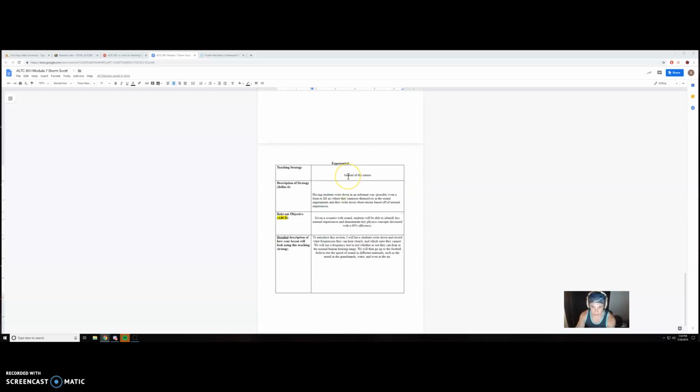For the experiential, I have Journal of the Senses as the teaching strategy. I introduced this chapter with a frequency test, like a hearing test, so they can write down the lowest frequency they can hear and the highest frequency they hear, and compare that to the normal human hearing range. Then we also do an experiment where they can hear sound in different mediums: solids, liquids, and air. So they get that experiential feel, and they have that same type of lab sense, but with a real life application of what they are learning.